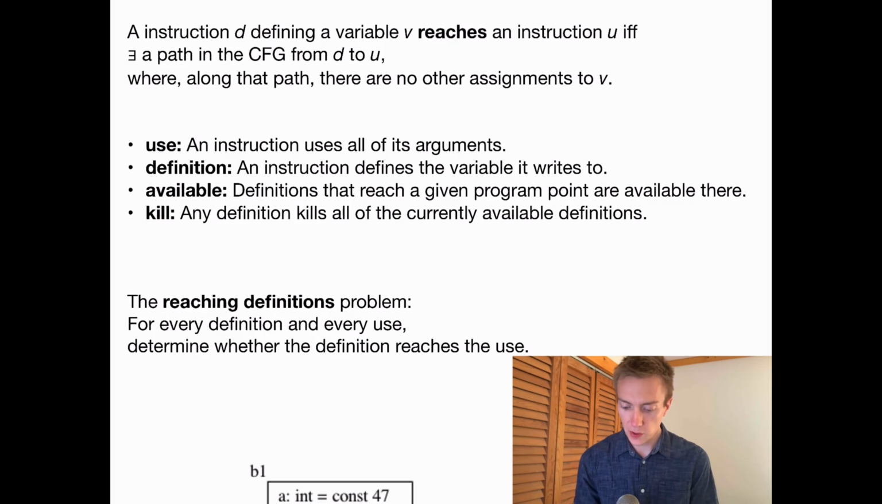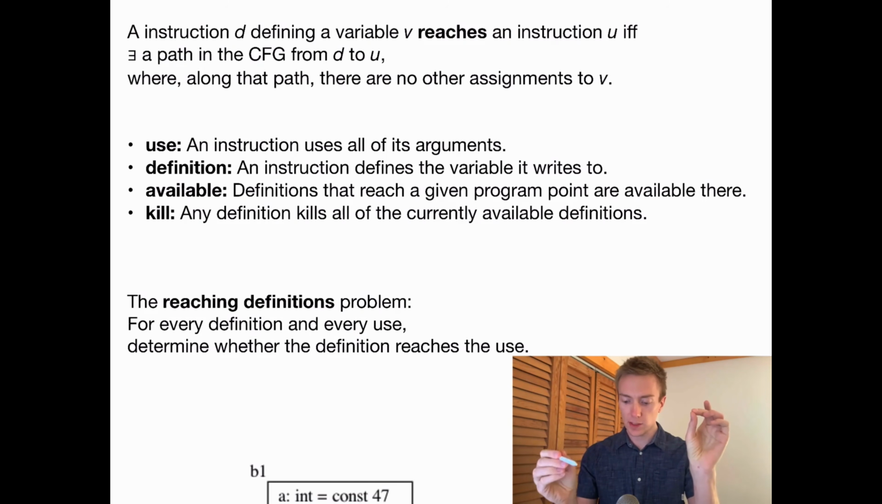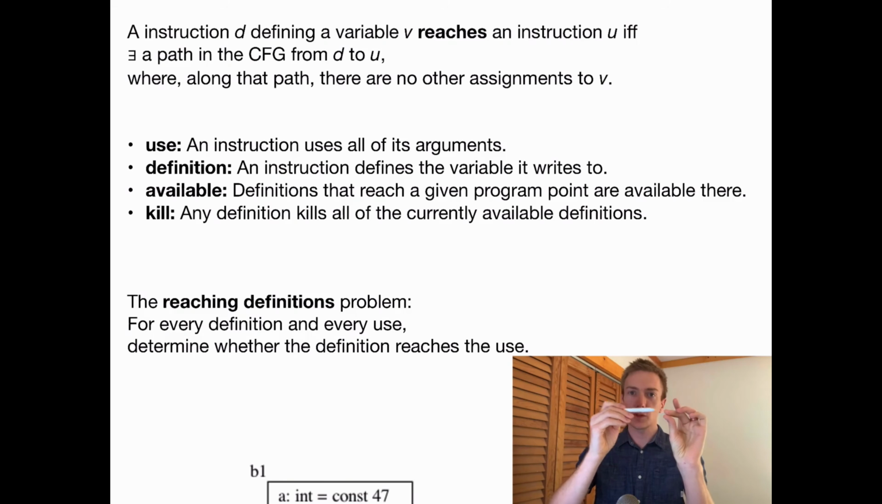So to return to our definition of reaching, this is just to say that if you have a definition of some variable v that reaches some other instruction, remember, the definition is an instruction, that reaches some other instruction, call it u, there exists a path in the CFG from D to U, that is, it's possible for control to go from the definition to the use, where along that path, as you trace all the basic blocks, there are no other assignments to that variable v. That is, that definition is not killed along the path.